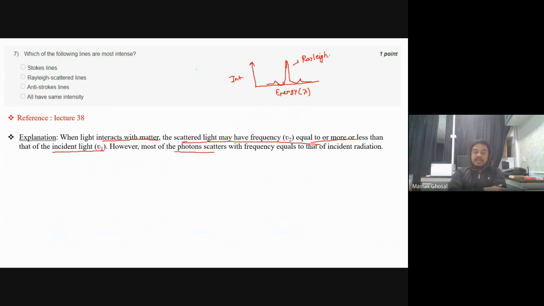Among Stokes and anti-Stokes at room temperature, Stokes scattering will have much more intensity than anti-Stokes scattering. Why? Because, as I have told you, Stokes scattering happens from the transition through the virtual state, which happens from the ground vibrational level. According to the Boltzmann distribution at room temperature, the ground vibrational level is mostly populated. So the Stokes line will have much more intensity than the anti-Stokes line, but the highest intensity will be due to the Rayleigh line. So the answer will be Rayleigh scattered lines.